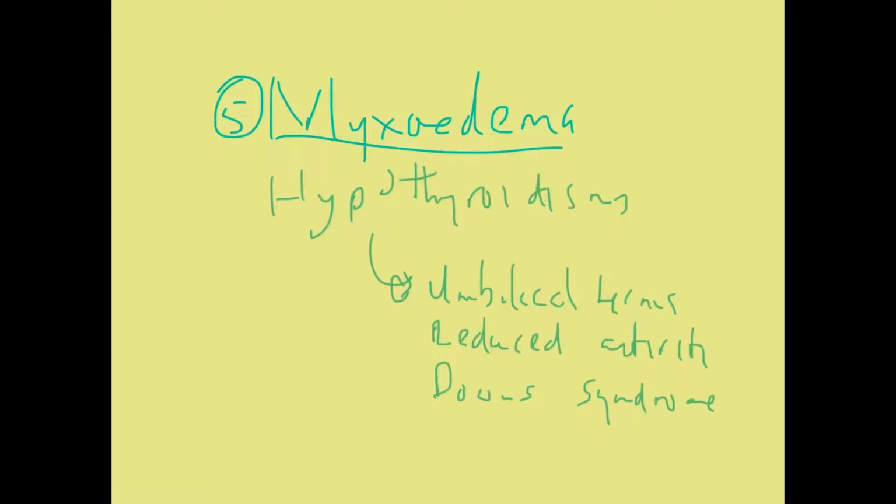And finally, the fifth mechanism of edema in a neonate is myxoedema, and this can occur with hypothyroidism. It always occurs with hypothyroidism, and the mechanism of myxoedema is to do with the deposition of glycosaminoglycans. I will not go much into that. What I'm going to say is that the features of hypothyroidism include umbilical hernia. The baby will have reduced activity. It is very common in Down syndrome, and some of the babies can have hoarseness of the voice, and of course the myxoedema.